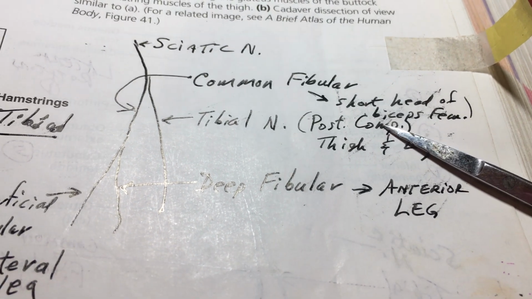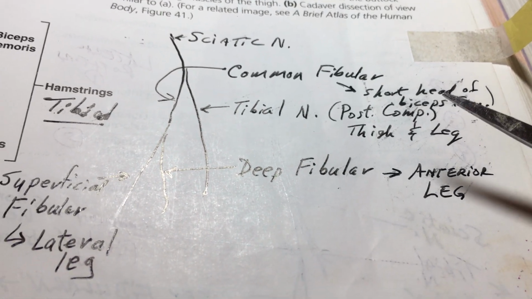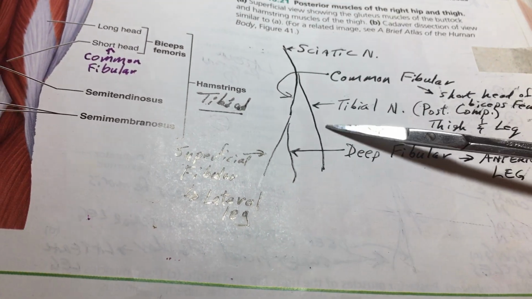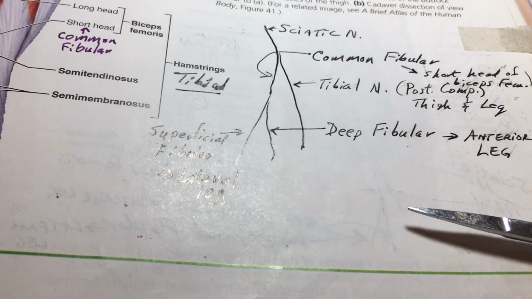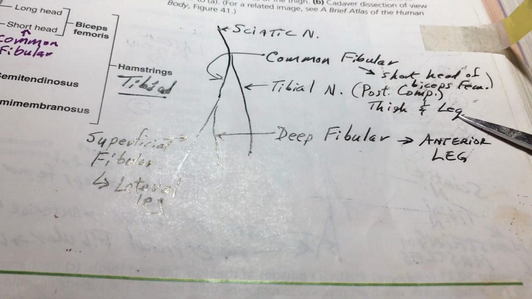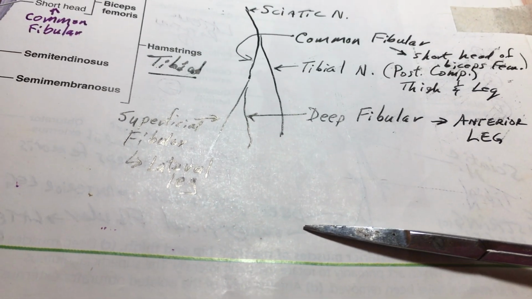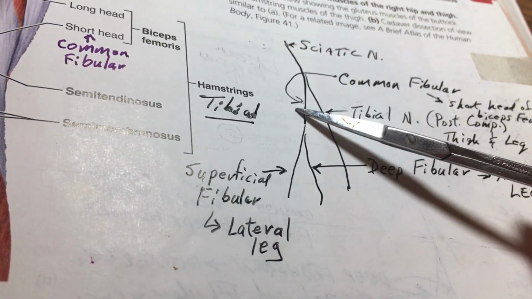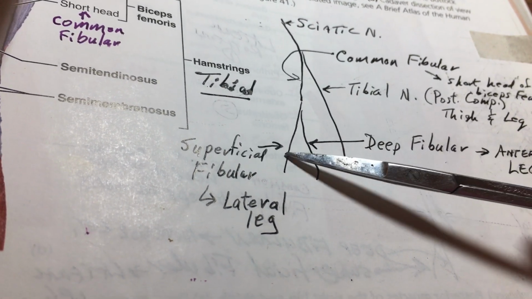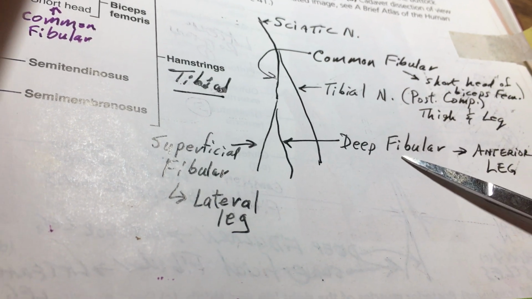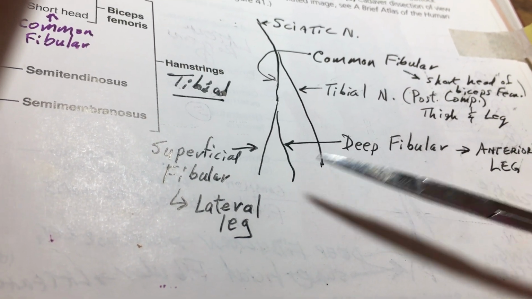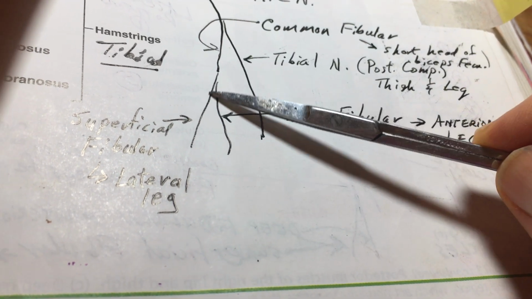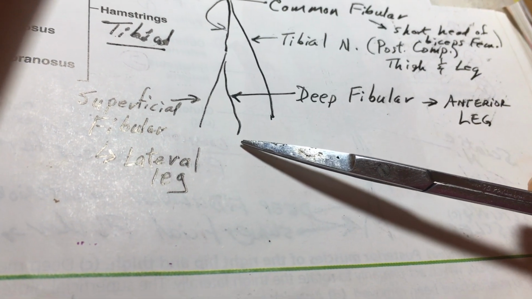Okay, the posterior compartment. So then we have the tibial nerve coming down further, and it's going to take care of the leg and all the muscles intrinsic to the foot. Okay, then we have the common fibular dividing into deep and superficial fibular, and the deep fibular will go to the anterior compartment of the leg. And remember, it's a slightly superficial nerve, it's a little exposed.